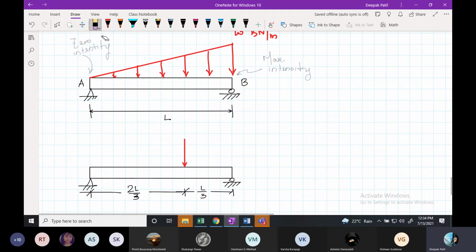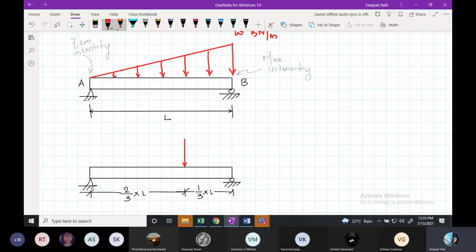Let me just write it clearly so that it will be easy for you to understand. So from zero intensity, it acts at a distance of 2/3 of L, where L is the span of the beam. And from the maximum intensity, it acts at a distance of 1/3 of L, where L is once again the span of the beam.